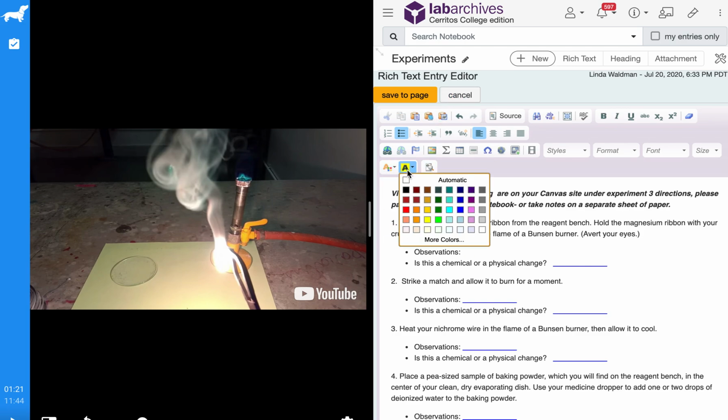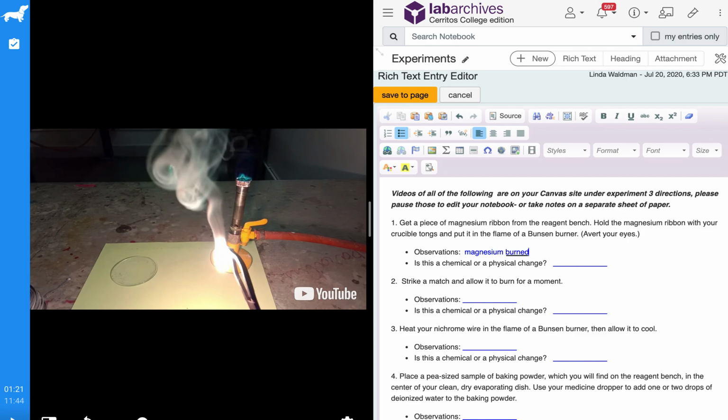This one. Magnesium burn... under produce or anything. White or bright flame. Okay. Is this a chemical or physical change?